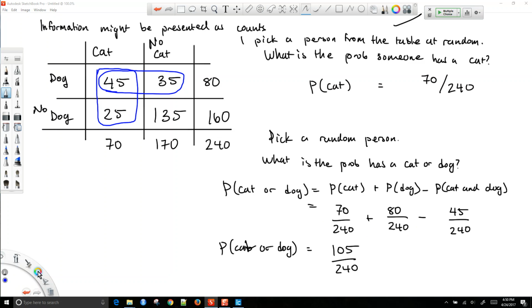Okay. Alternatively, I could just do 25 plus 45 plus 35. So another way is just to do 25 plus 45 plus 35. All of these things divided by 240. This would also give me 105 over 240.